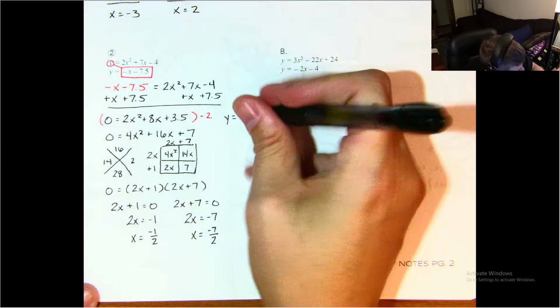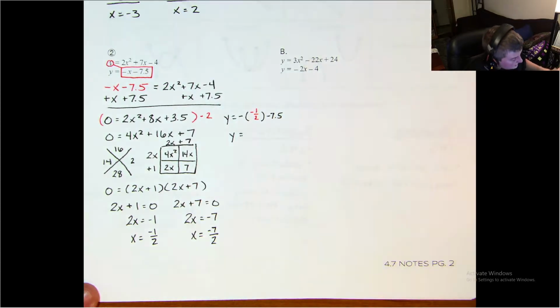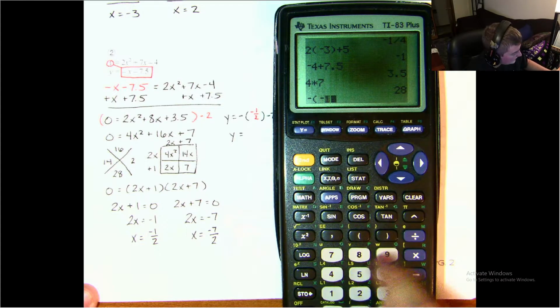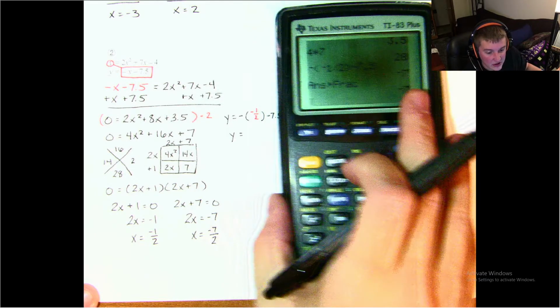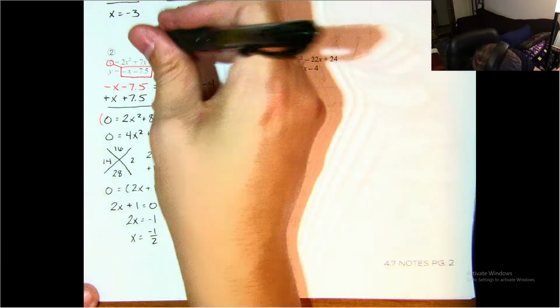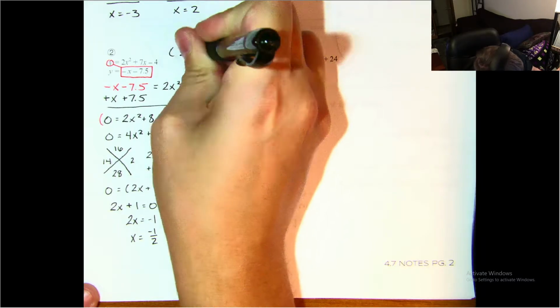And then subtract 7.5. So I'm just going to go ahead and plug this expression into my calculator. So I got the opposite of negative 1/2. Okay, and then I'm minusing 7.5. And I get negative 7. I don't even have to simplify that as a fraction because it's already negative 7. Okay, so my first ordered pair is negative 1/2, comma, negative 7.